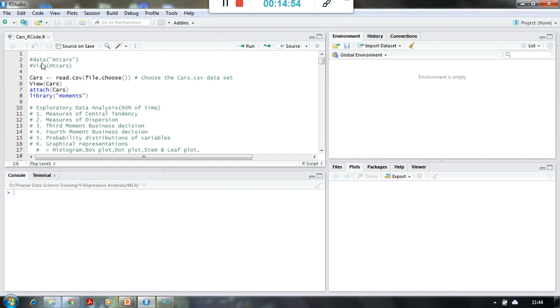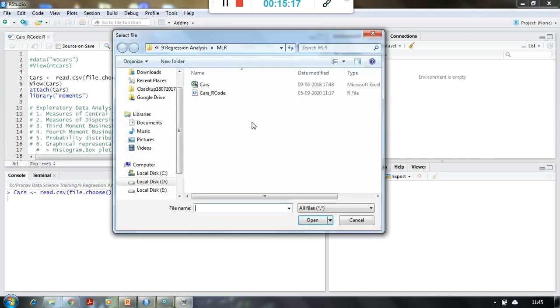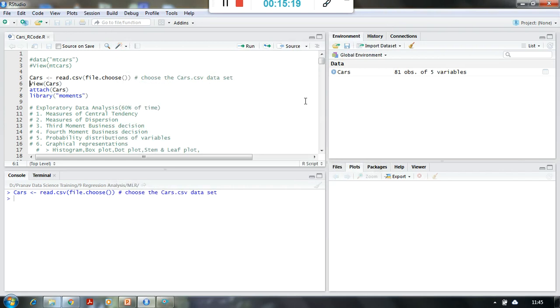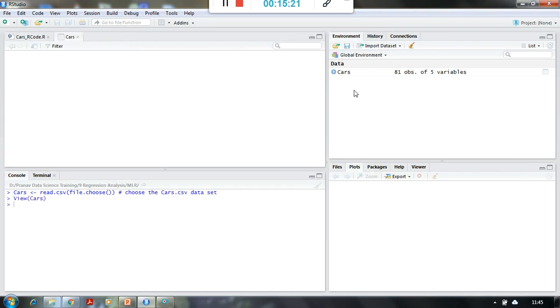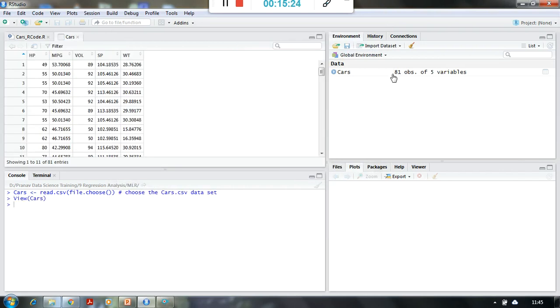As I said, this data is also available in the R environment itself. If I want to take it from the R environment, I will simply say data(mtcars) and then view the data set. But what I'm going to do is I have downloaded this data set in my system, so I'm going to call this data set by using the read.csv function with file.choose, which means I want to choose the file and select the data set. This is the data set where there are 81 observations given to us.